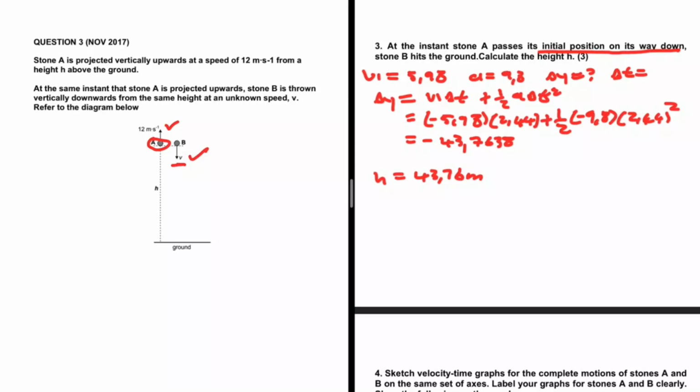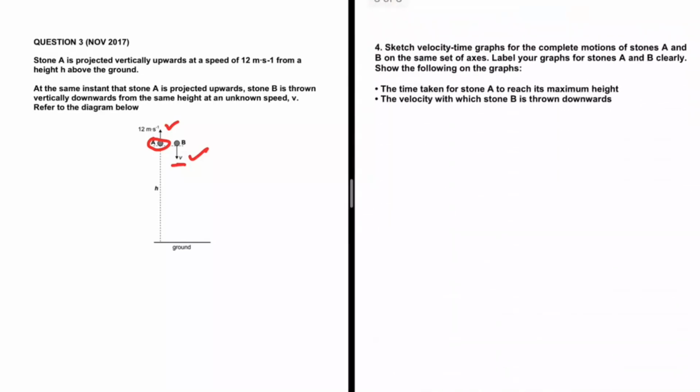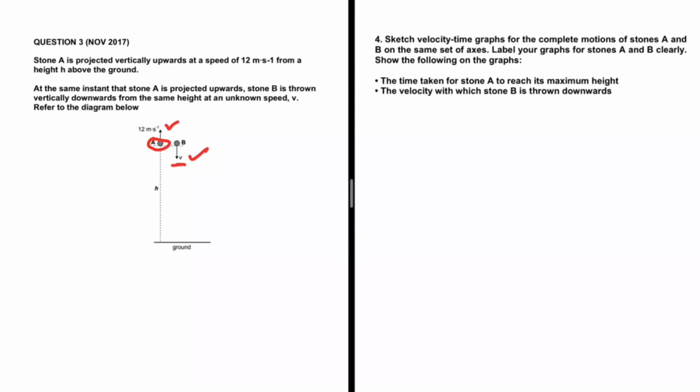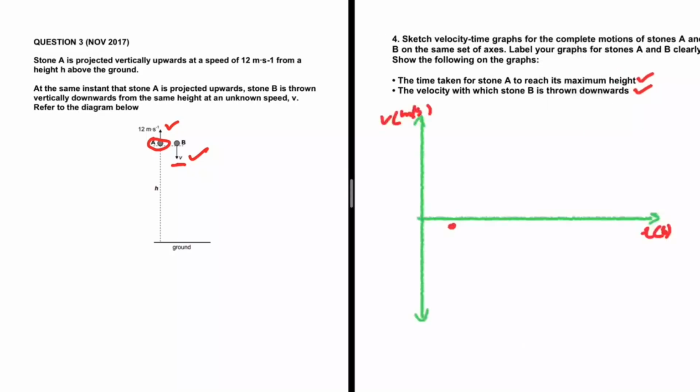The velocity time graph. Let's go ahead and take a look. So sketch velocity time graphs for the complete motions of stone A and B on the same set of axes. Label your graphs for stones A and B clearly. Show the following on the graphs. The time taken for stone A to reach its maximum height, 1.22 seconds, and the velocity with which stone B is thrown downwards. Let's say 0.5, 1, 1.5, 2, 2.5. Okay, let's use that time interval.